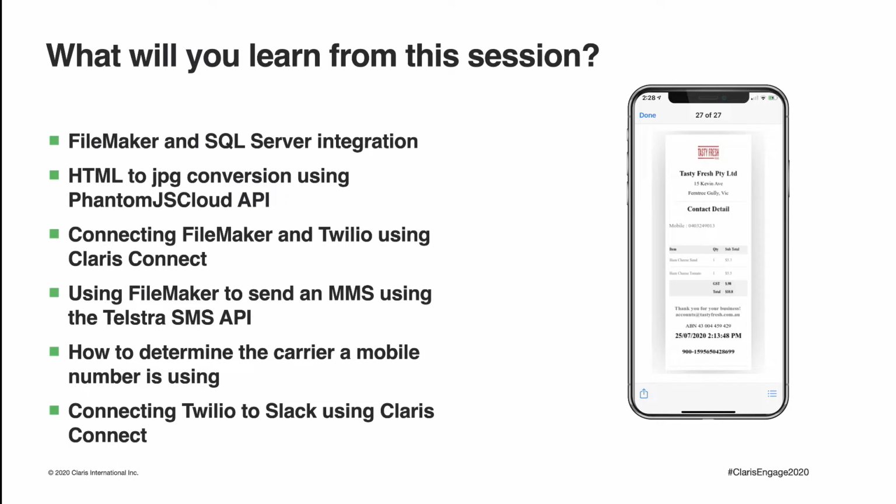Using FileMaker to send an MMS using the Telstra SMS API. And we're going to see how we use Twilio to determine the carrier that a mobile number is using. And to finish it off, we're going to connect Twilio to Slack using Claris Connect.